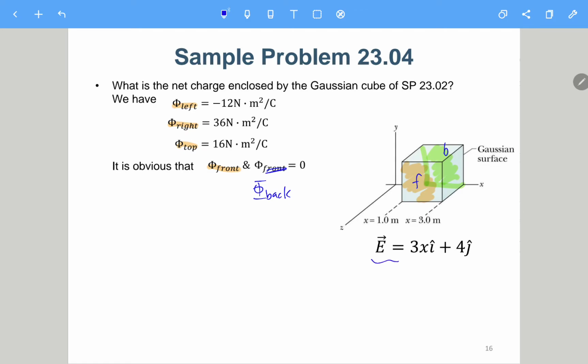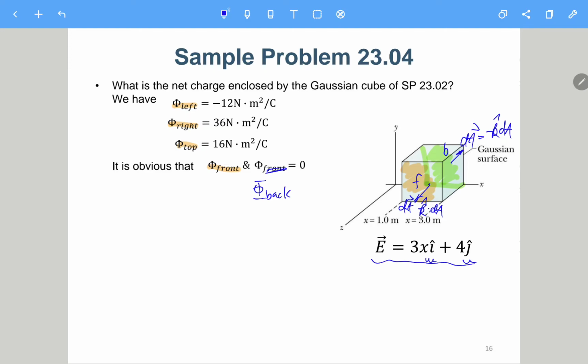So as long as the E only points in the x direction, and for front and back, the dA for front should point in the z direction, and for the back, the negative z direction. So you can simply imagine that dA dot E for front and back should be 0, because this should be k hat dA, and this should be minus k hat dA. So k hat dotted with i hat or j hat should be 0. So phi front and phi back should be 0 also.